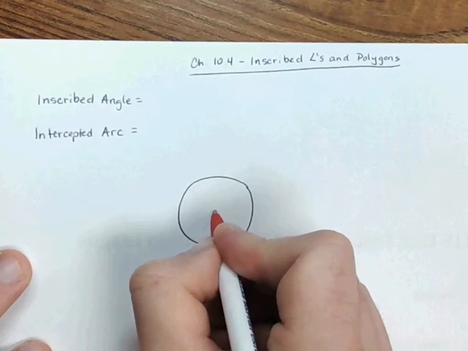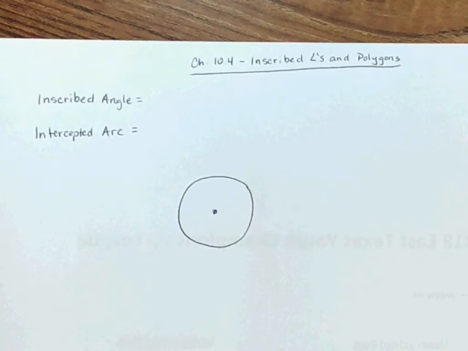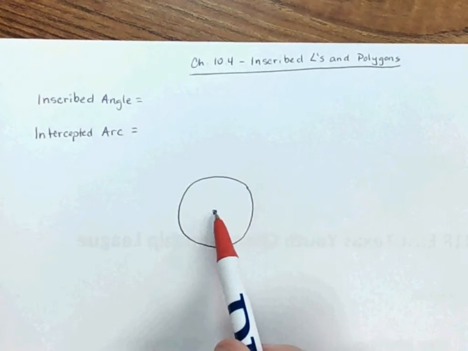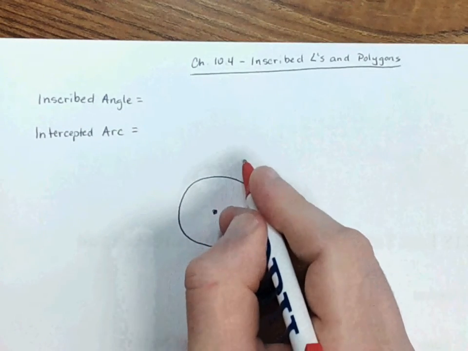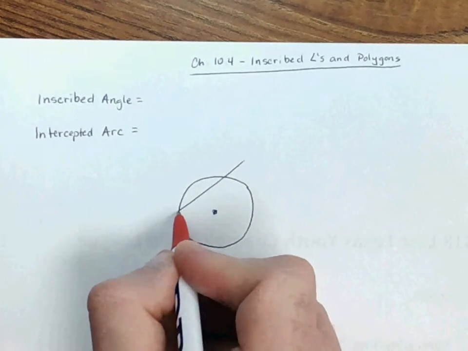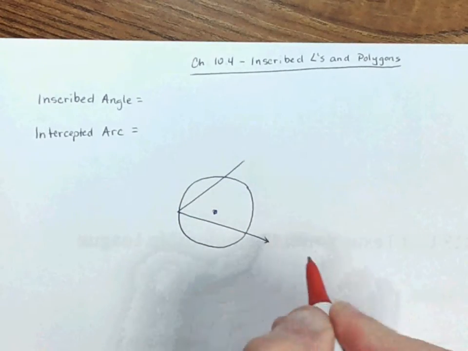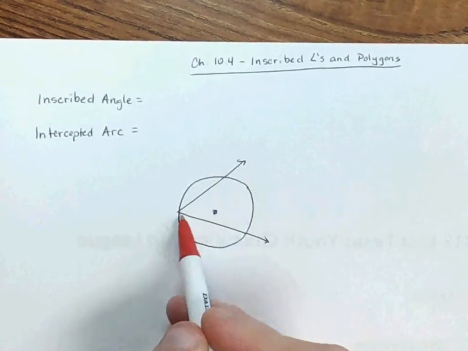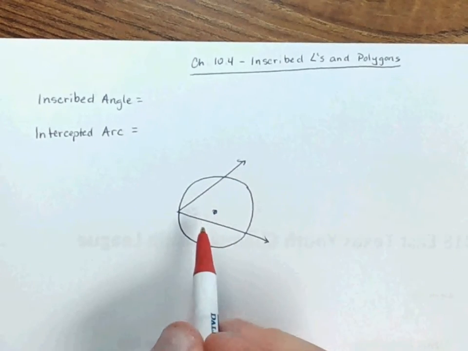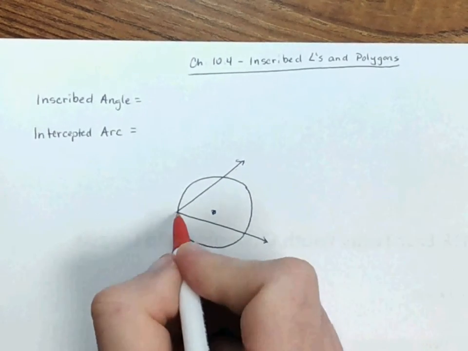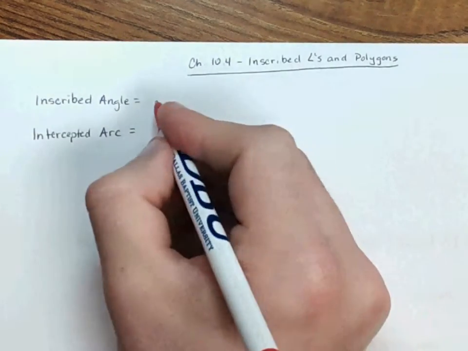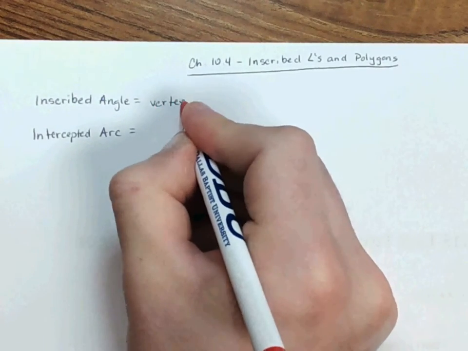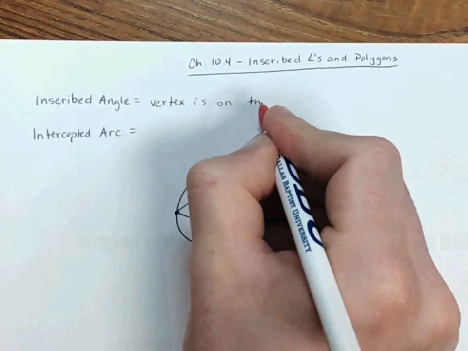Up until this point, we've only talked about central angles, which remember means the vertex was in the center. So now we're going to talk about what's called an inscribed angle. The difference between a central angle and an inscribed angle is that if this is an example of an inscribed angle, what do you notice is different? Well, the vertex is on the circle. So an inscribed angle is an angle whose vertex is on the circle.